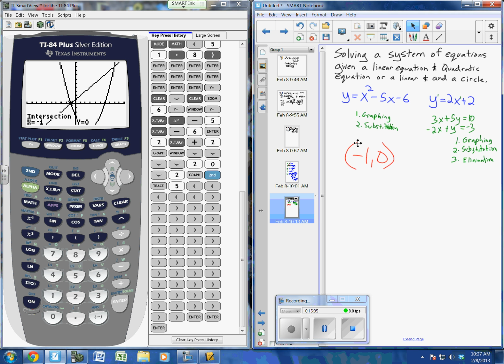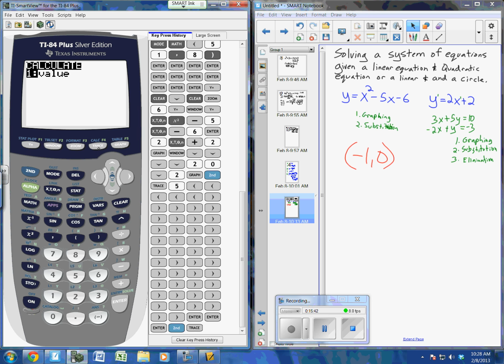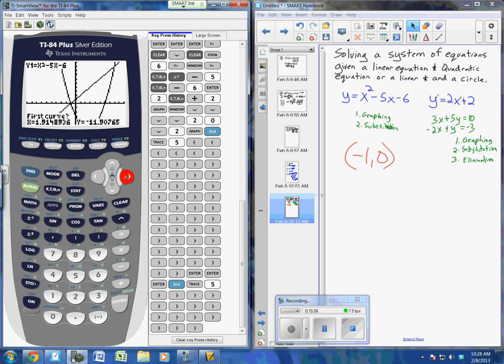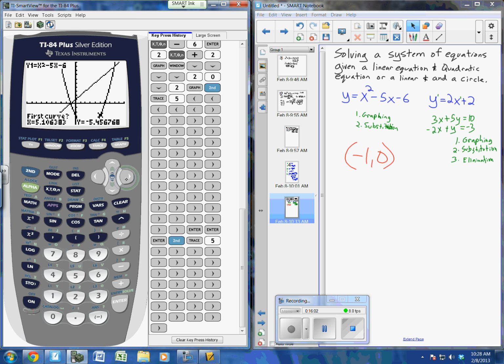Okay, now we got to find the other place of intersection. So I got to do this whole process again. Everybody hit what? Second and trace again. Which one of these do we want? Number 5, intersect. Hit 5. Now you're going to hit your right arrow key until you get to the point where they intersect. Hit enter 3 times.